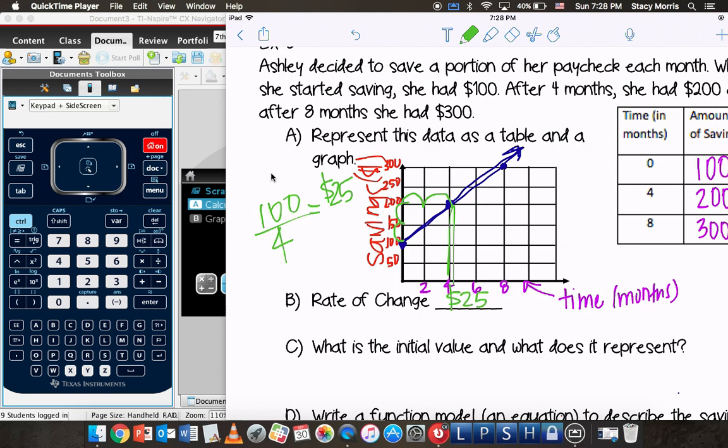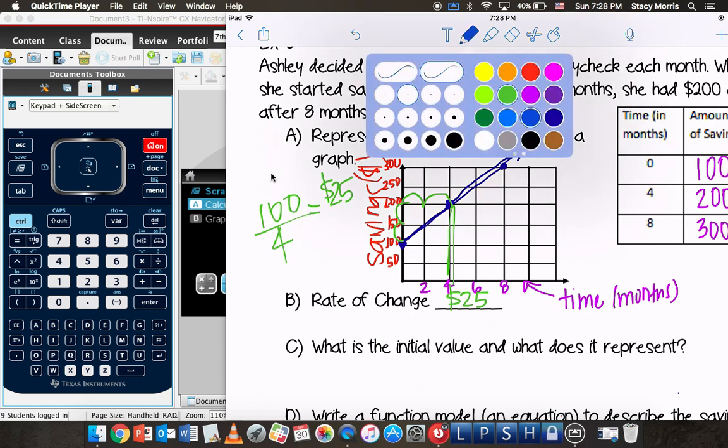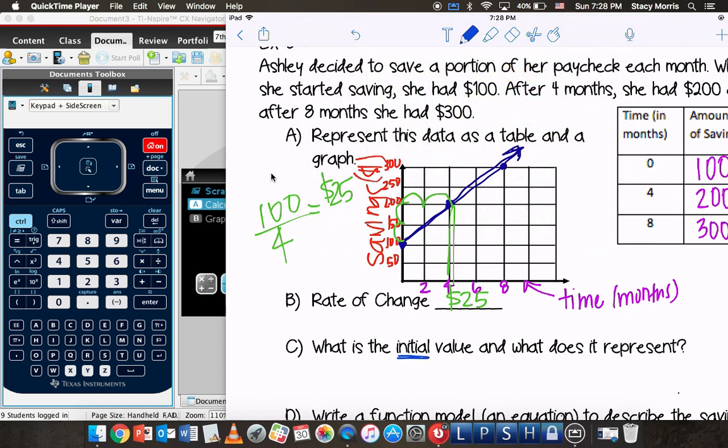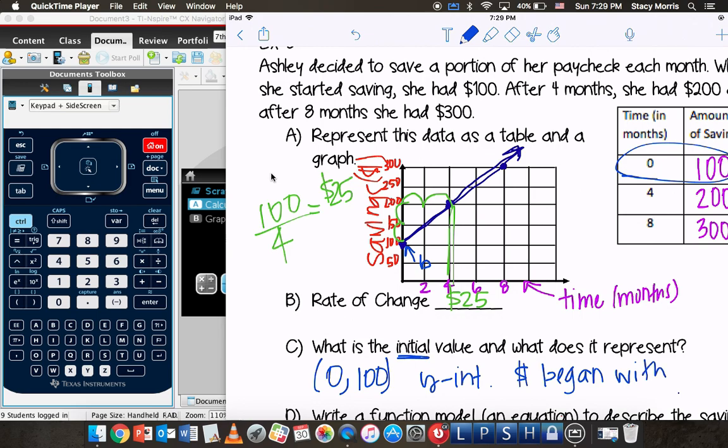The next question: what is the initial value and what does that represent? Initial means the beginning. So the beginning value was how much she had at 0 time. Right here is 0, 100, this point on the graph, which is your b, your y-intercept. So her initial value was 0, 100. And what does that mean? That is her y-intercept. Or in real life, it's the money she began with in her savings, obviously.